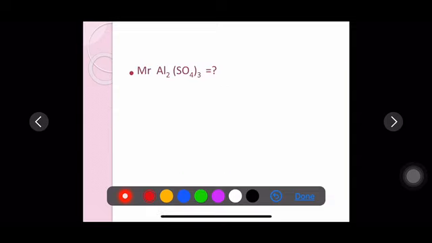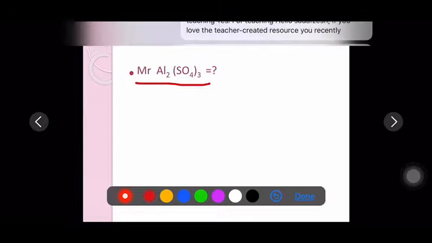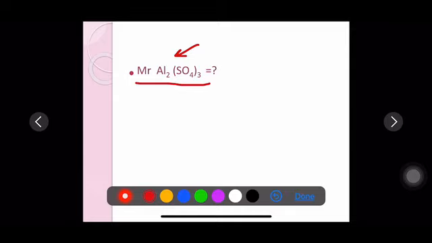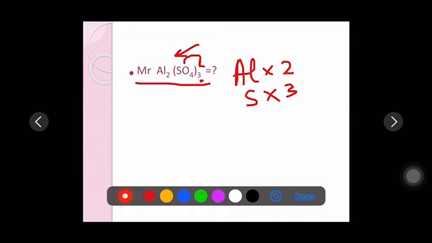So how do we calculate relative formula mass for aluminium sulfate? As we know, this is a formula unit. Okay, so Mr for aluminium sulfate. Here aluminium is 2 times, sulfur is 3 times. You can see this 3 outside the bracket, which means the 3 will multiply with sulfur. For oxygen, you can see 4 and 3, so we will multiply by 4 and then by 3.